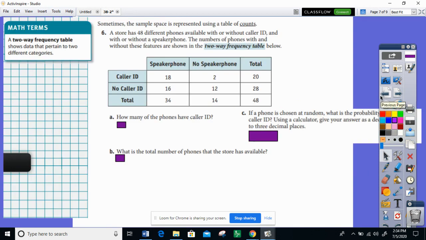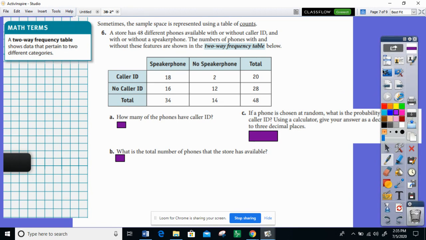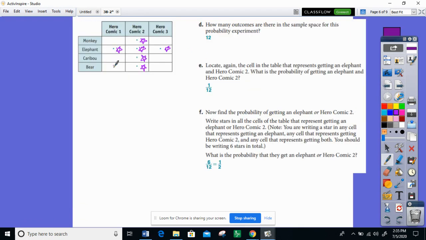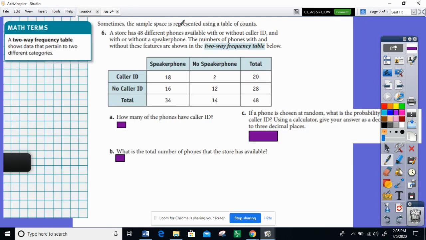So now this is on page 562. This is another example of a two-way table. A two-way frequency table shows data that pertain to two different categories. So this is like the two-way table that we had in the last problem, except now, whereas here each of these was equally likely, here you're more likely to have caller ID and a speakerphone than you are to have caller ID and no speakerphone.